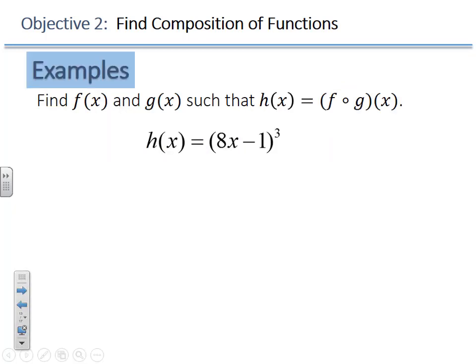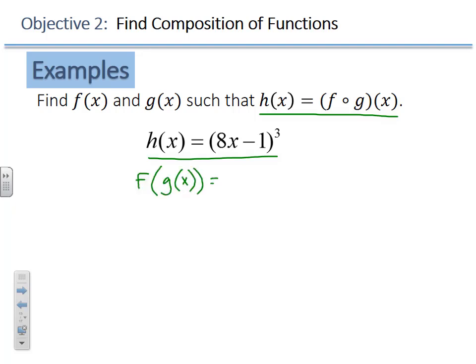Okay, the next thing we can do is exactly the opposite. Given a certain function h, we can break it into its parts. We can decompose it into two separate functions. So we want to find f and g such that h is built out of f and g. So, in other words, we want to figure out what f and g are if f of g of x equals (8x minus 1) cubed.